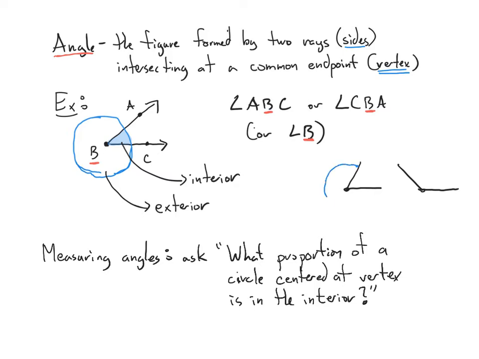And of course, you can see here, if I draw a circle around both angles where the vertex of the angle is the center, you can see here that in the interior, in the right angle, there is a higher proportion of the circle. So that's what we mean by measuring angles.